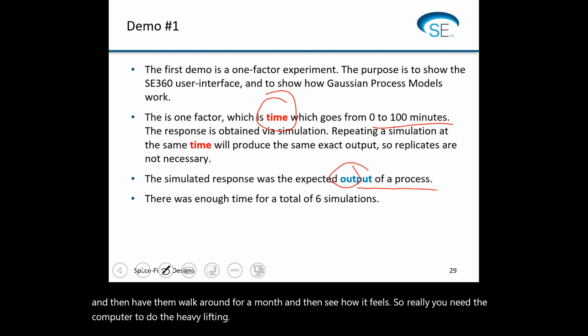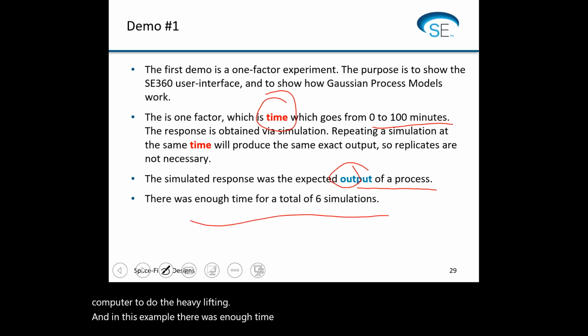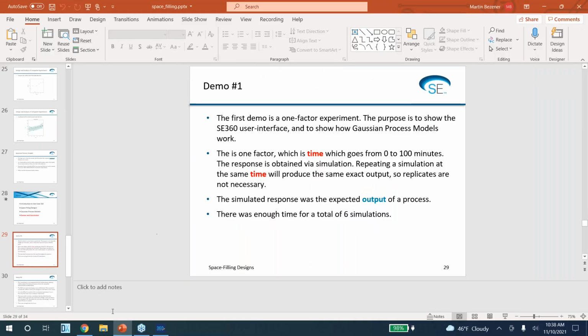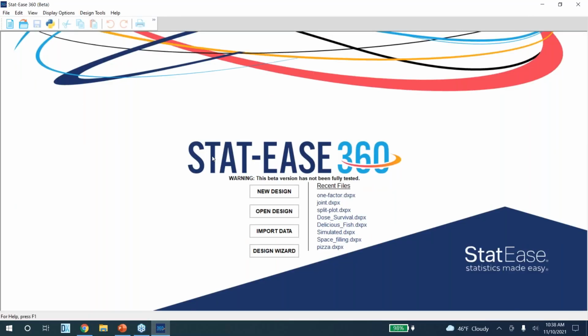And in this example, there was enough time for 6 simulations. So I'm going to switch over to Statist 360 here, and we're going to go ahead and open it up. And let me just make sure everybody can see Statist 360 here using the audience view. And I think we're okay here.